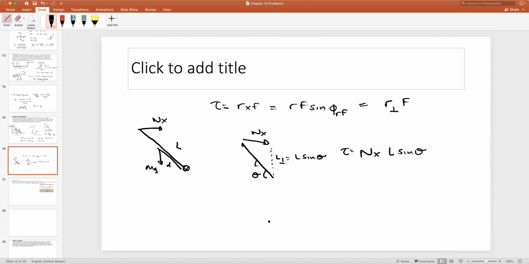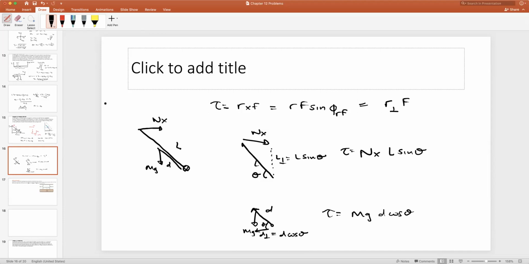For the weight, I have D and I have mg, so I need D perpendicular. And D perpendicular, again, this is the same theta, is D cos theta. So this torque is going to be mg D cos theta, okay? And I don't know theta.